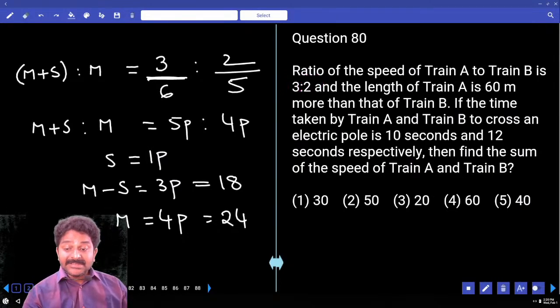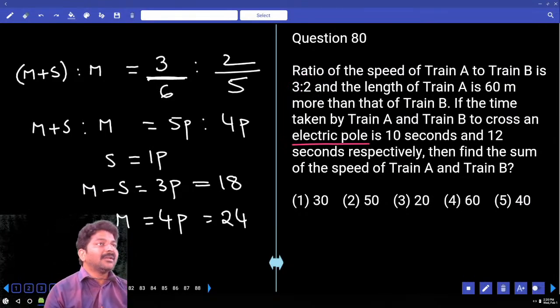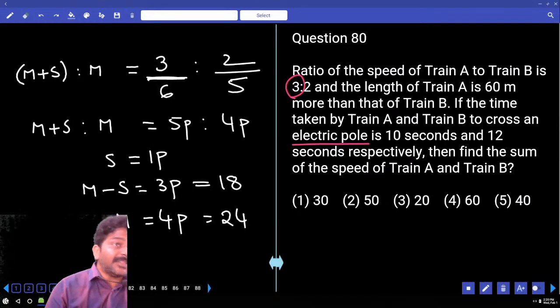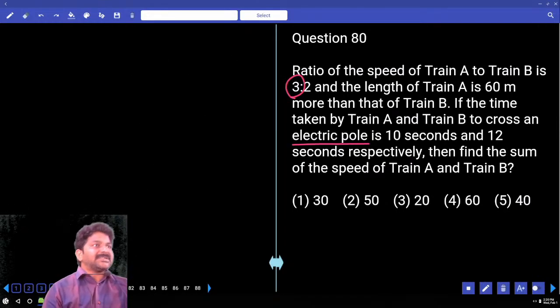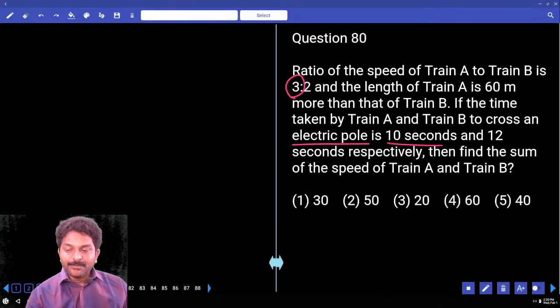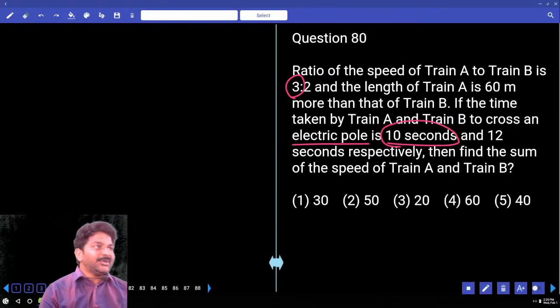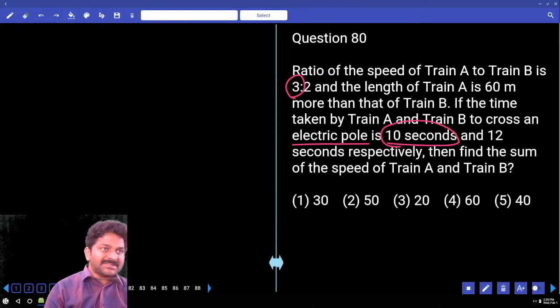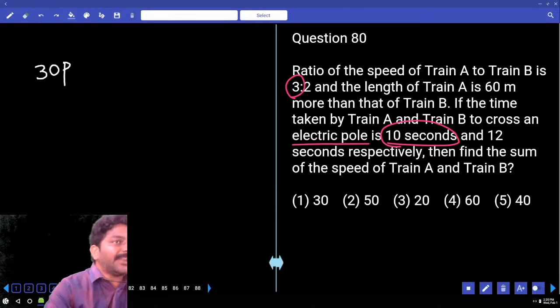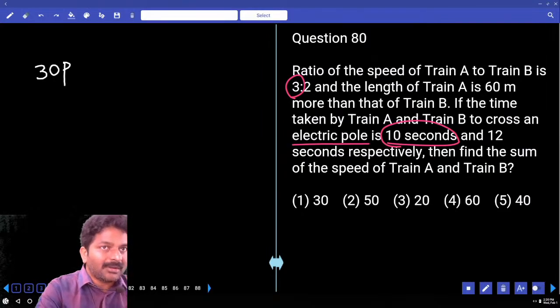Train A takes how much time to cross an electric pole? 10 seconds, with the speed of 3 parts. If a train crosses an electric pole, the distance covered is the train's length only. So distance is equal to speed into time. Speed is 3 parts, time is 10 seconds, so 30 parts is the length of train A, the distance covered when it crosses a pole.